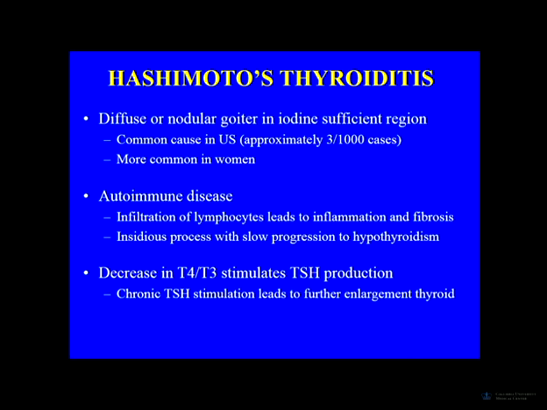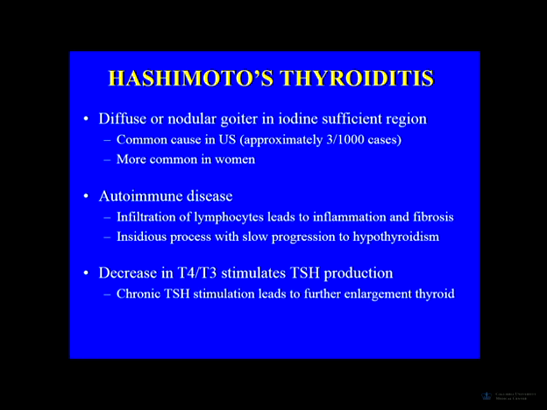So the next common cause of goiters is Hashimoto's thyroiditis, or chronic lymphocytic thyroiditis. This again is diffuse or nodular, and is pretty much always seen in iodine-sufficient areas of the world. It's very common in the United States. It's estimated the prevalence is roughly 3 in 1,000 patients.